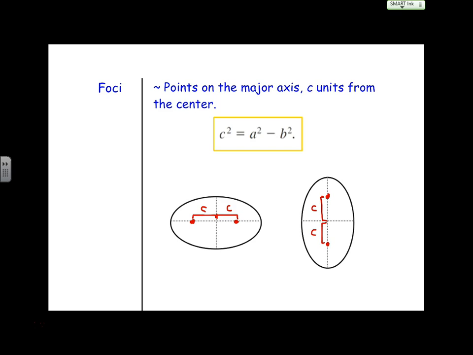So if you are the highlighting kind of person, the starring, boxing kind, I would definitely highlight this formula. It is a big one for ellipses. C squared, which is the distance to the focus from the center, is equal to a squared minus b squared, where a is the major radius and b is the minor radius. Okay.